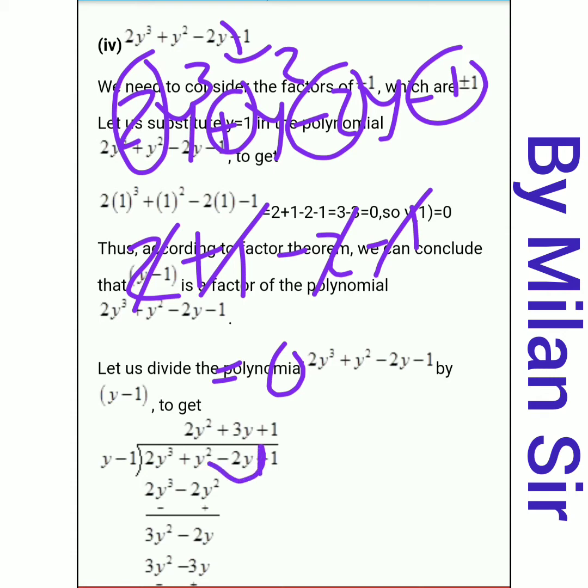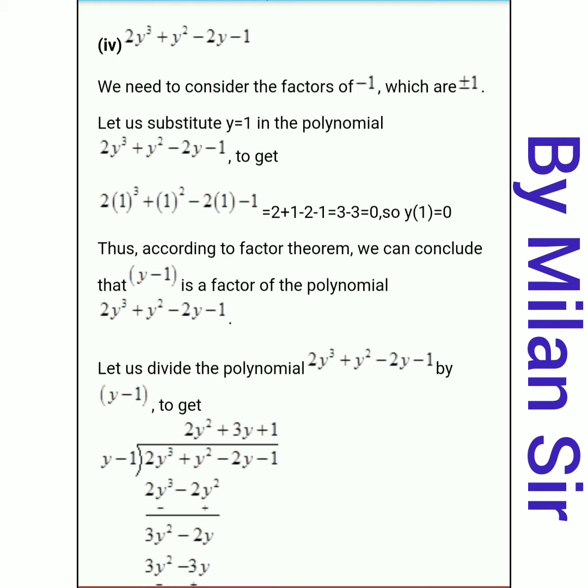So we can say that y minus 1 is a factor of this polynomial. Here the sum of coefficients is equal to 0, right? So we can say that y minus 1 is a factor of the polynomial. Otherwise, our constant term is 1, so the factors of 1 are plus 1 and minus 1, and we can check in which value we get p of x equal to 0.